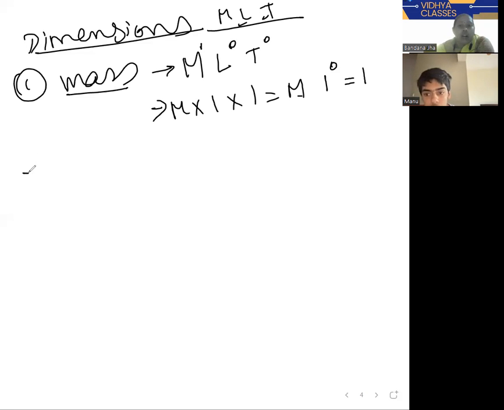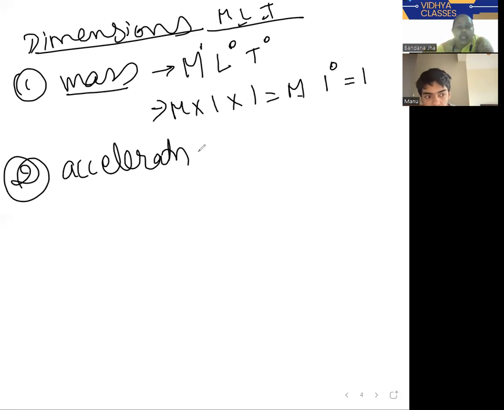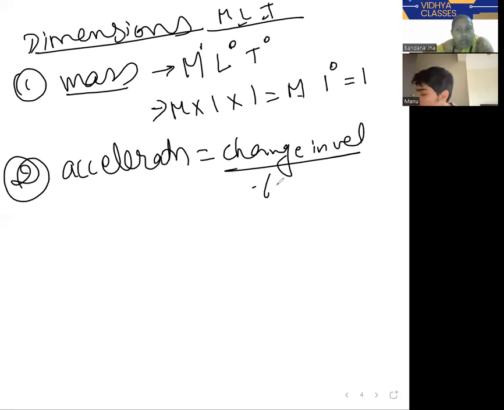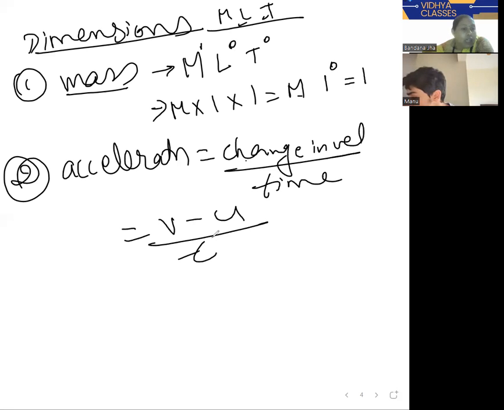Now, find out the dimension of acceleration. Acceleration means change in velocity upon time. We have already studied it. Change in velocity means V minus u upon t, final minus initial velocity upon time.